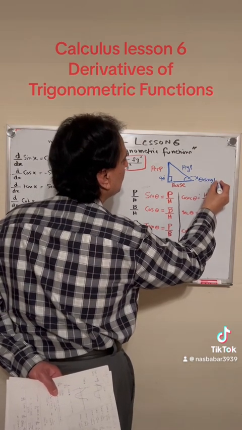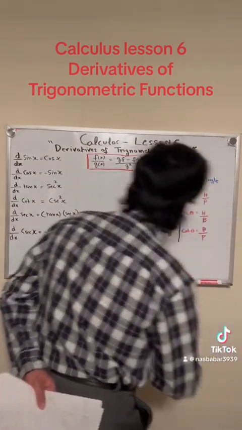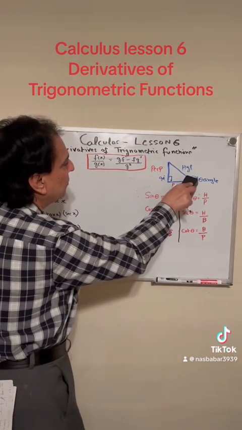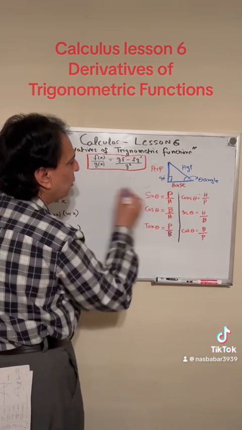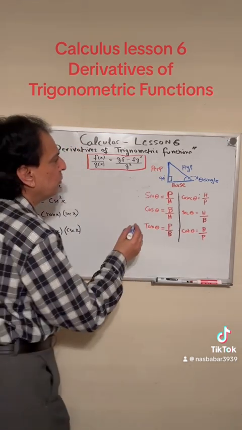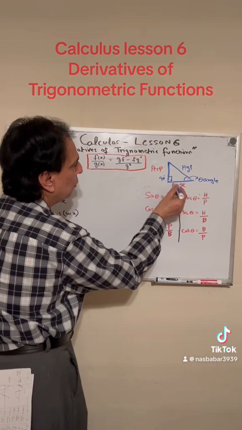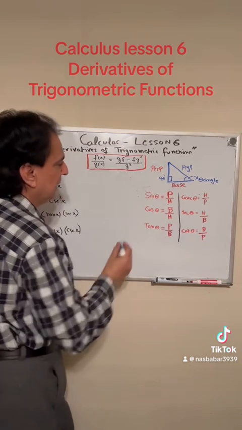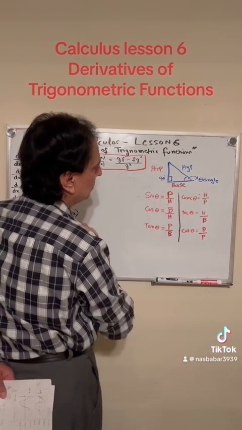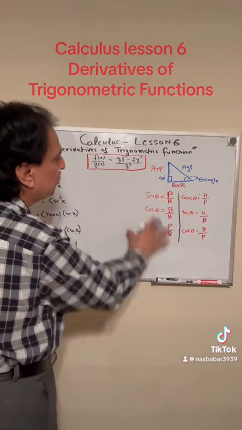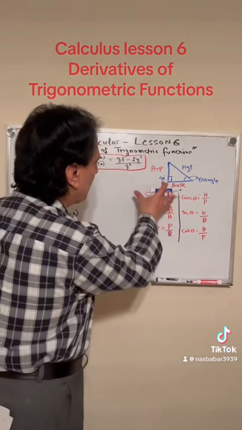So what is the sine of this angle right here? Sine would be perpendicular over hypotenuse. And then what would be the cosine of this angle? Cosine of this angle would be base over hypotenuse. And then tangent of this angle is going to be perpendicular over base. So this has to be memorized by everyone. All the calculus lovers, calculus students, you have to memorize this.